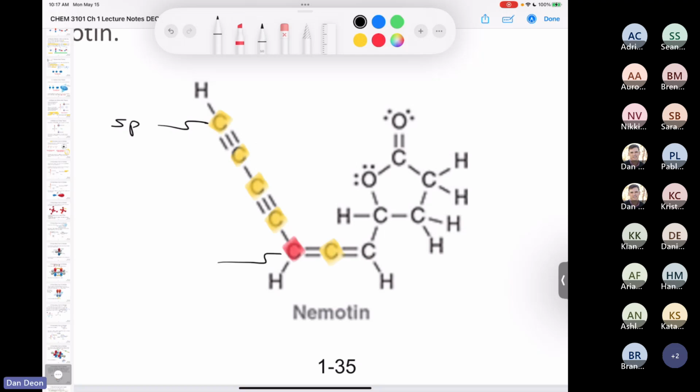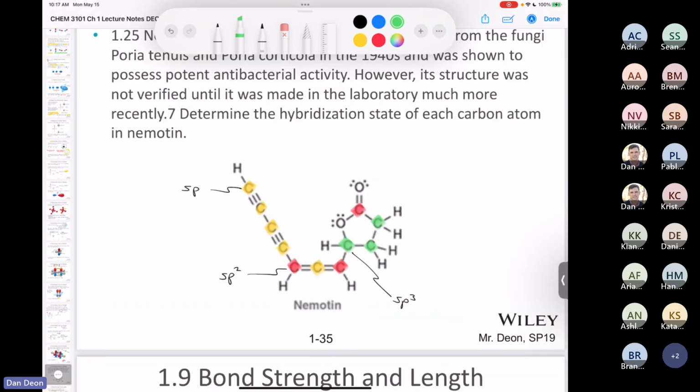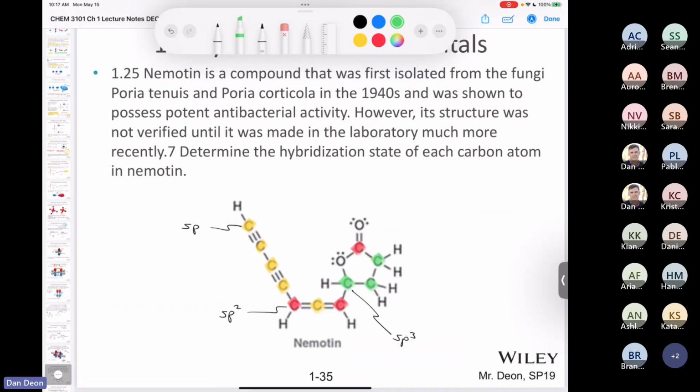What if I highlight this one in red? What would you say is the hybridization of this carbon in red? It's got 3 regions of electron density, a double bond, and 2 singles. Yes, you guys are faster than me. It's sp2. So this one is also sp2. What about this carbon in green? It's got 4 regions of electron density. Absolutely, it's sp3. This carbon is also sp3, and this one is also sp3, just like that. We did it. Can we try another one?